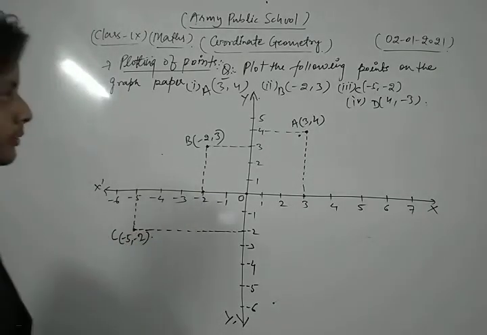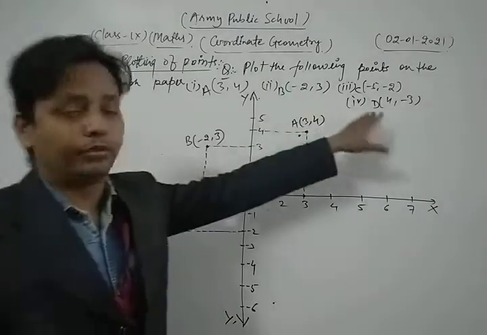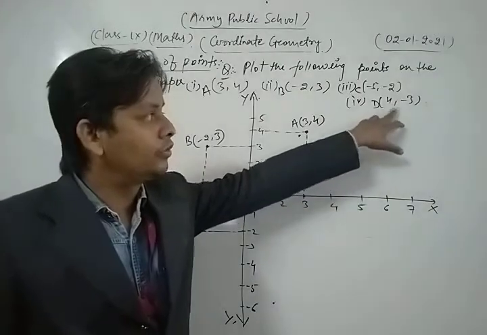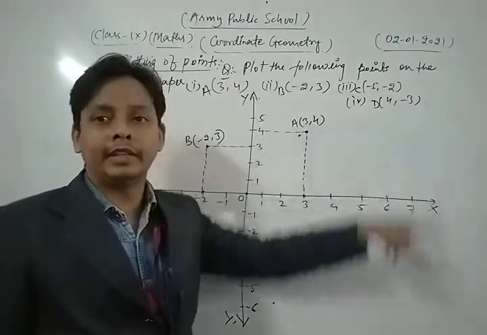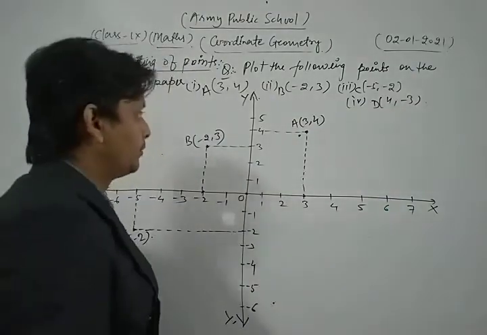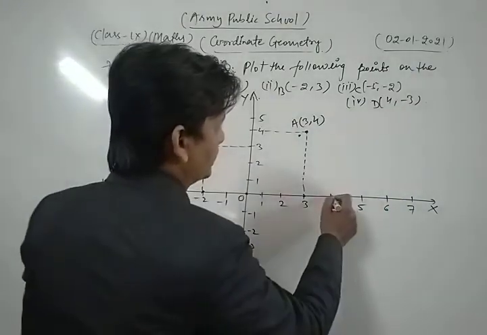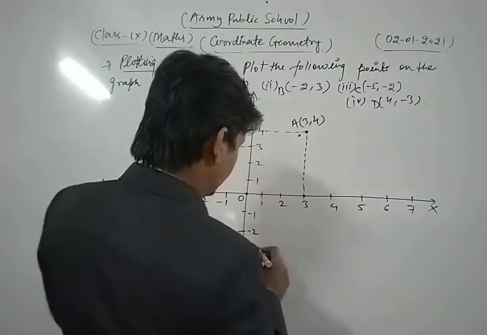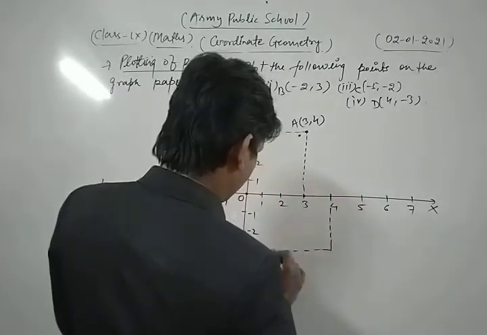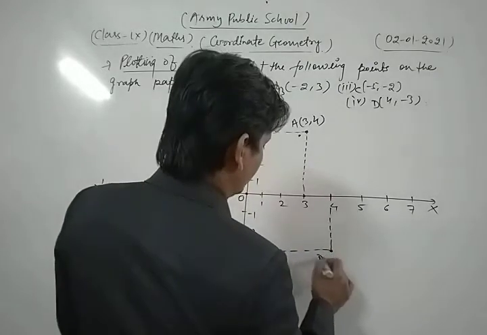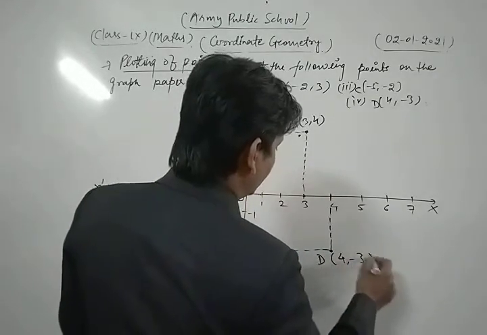Okay. Now dear friends, we take the fourth part of this question, and this is 4 and minus 3, which means abscissa is positive but ordinate is negative. In which quadrant? In the fourth quadrant. So here abscissa is positive, so plus 4 is there, and minus 3 is here in that place. Okay, this is the location of point D. This is 4 and minus 3.